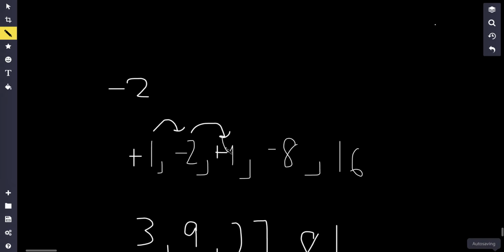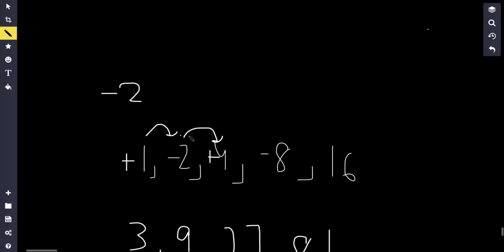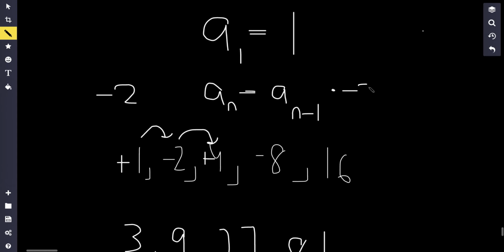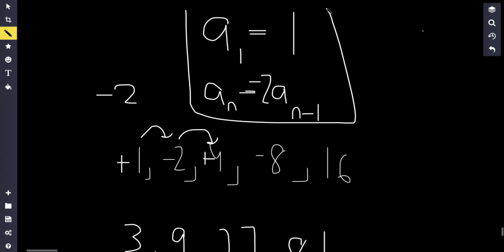-2 times -2 gives me +4, and so on. So I can write this in a recursive sequence formula. I can say that my first term is equal to 1, and in order to get to a certain term, what I do is I take the term before it, and then I multiply it by -2. Or you can put the -2 in the front, doesn't matter, but this is how you do it.